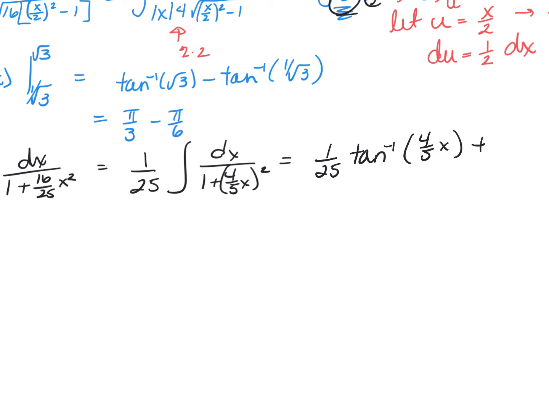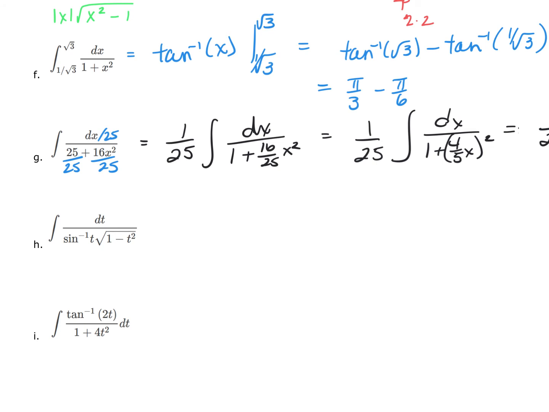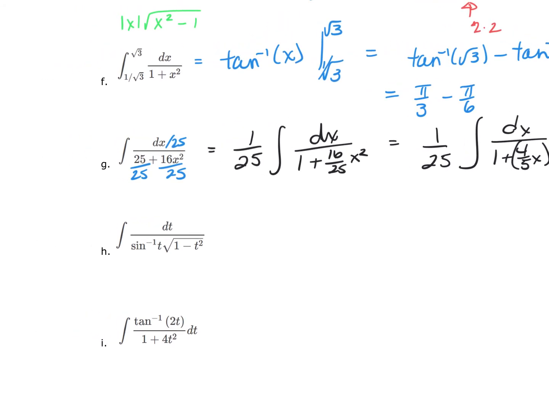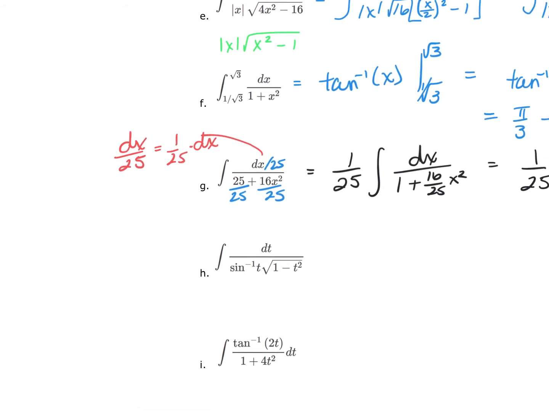Now, you're probably thinking, what did this 1 over 25 come from? So right here, this is dx divided by 25, which is the same thing as 1 over 25 multiplied by dx. So in other words, this 1 over 25 came out front of the integration.